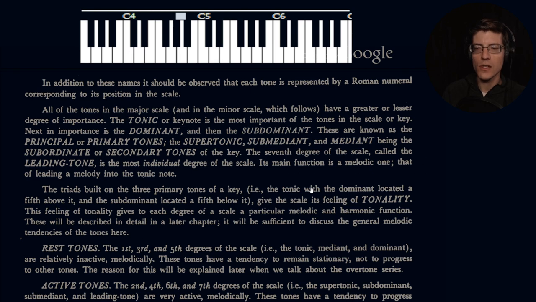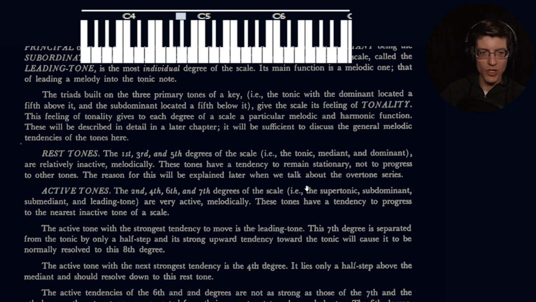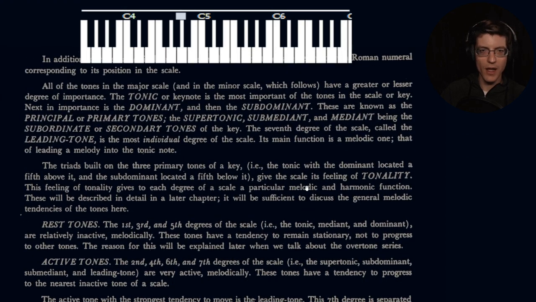The seventh degree of the scale, called the leading tone, is the most individual degree of the scale. Its main function is a melodic one, that of leading a melody to the tonic note. There we go. So the leading tone for D major would be C sharp. Now, I'm not going to mention how the names are derived here, but if they don't mention it in this particular chapter, then we'll go over why it's called dominant, subdominant, mediant, submediant, and supertonic.